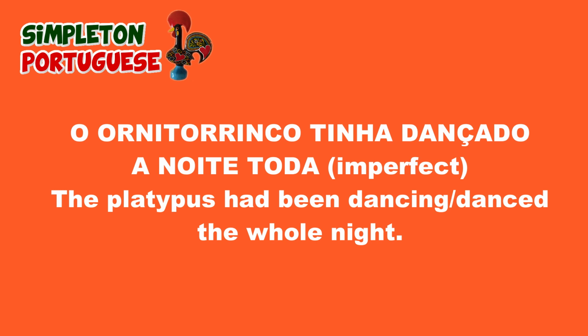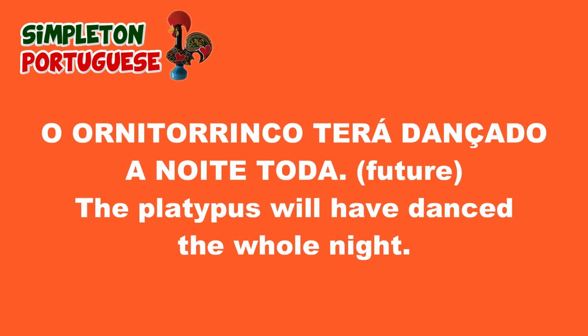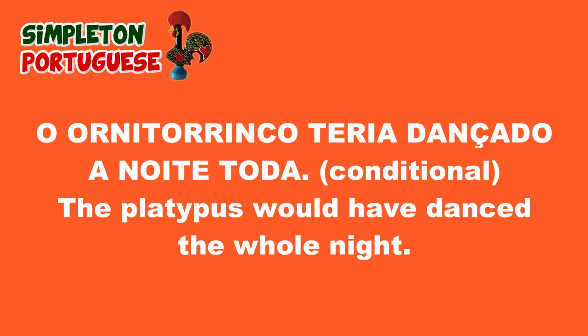O ornitorrinco tinha dançado a noite toda. Imperfect. The platypus had been dancing the whole night, or the platypus had danced the whole night. O ornitorrinco terá dançado a noite toda. Future. The platypus will have danced the whole night. O ornitorrinco teria dançado a noite toda. Conditional. The platypus would have danced the whole night.